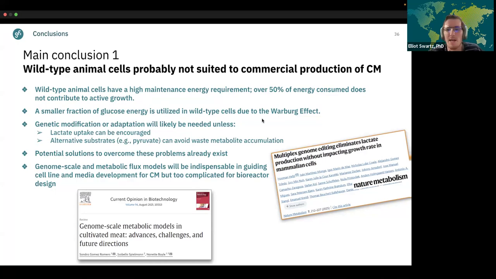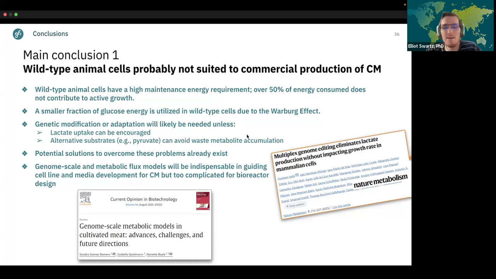Now, on the contrary, because this has been known for a while, there are various strategies that different folks have come up with over the years, but it does imply that perhaps some modification or adaptation of the cells is going to be needed, unless we can perhaps encourage, for instance, lactate uptake or use of alternative substrates, which again we cover in the report examples in the literature.